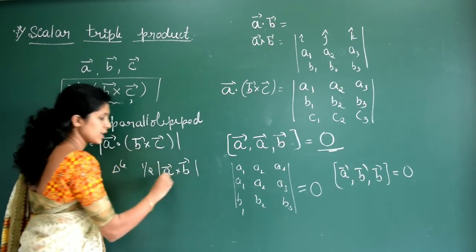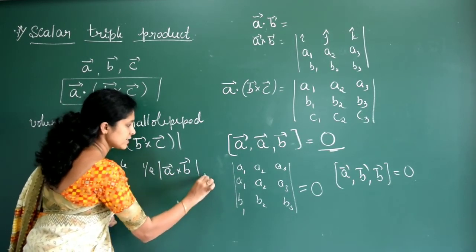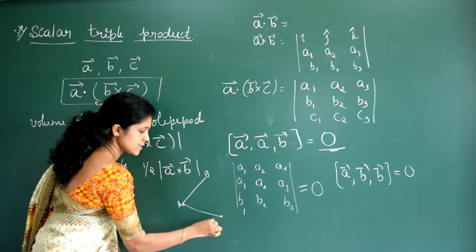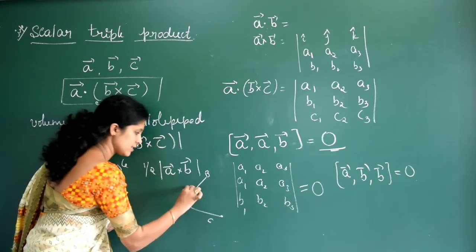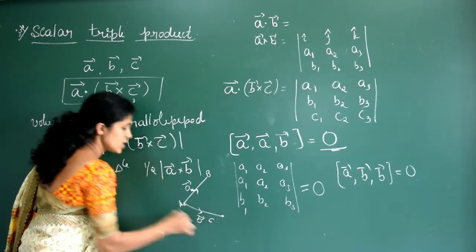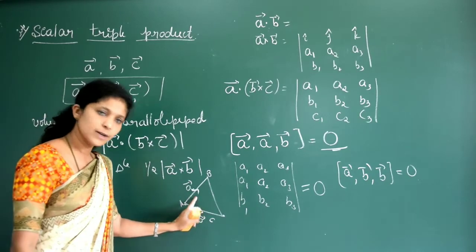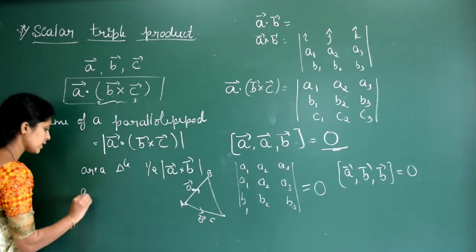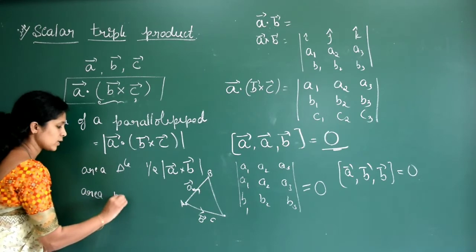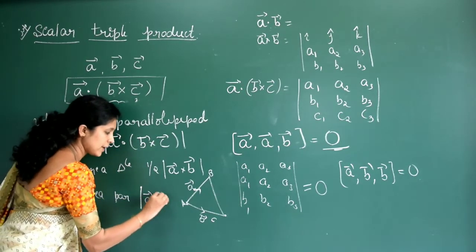One more thing, here A vector and B vector should be adjacent sides. If this is A, this is B, then this should be C. That is now AB, this is A vector, right? And AC, so this will be B vector. So now if you join these two, this will give you the area of a triangle. Area of a parallelogram is given by magnitude of A vector cross B vector.